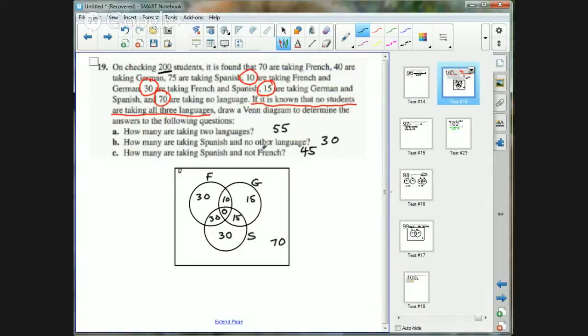How many people are taking Spanish? How many are taking Spanish, no other language? And how many are taking Spanish and not French? Do you see that? Those are still outside of the French circle, so that's why that's 45. Ask anything you want to follow up on that.